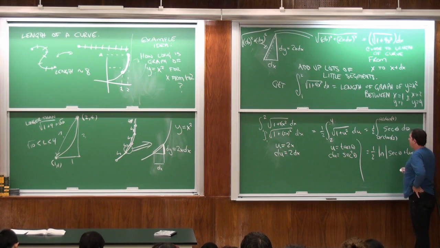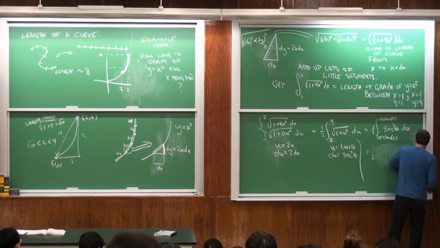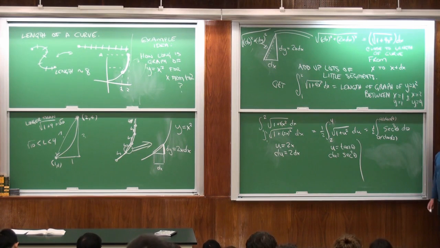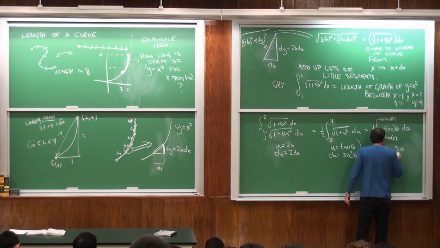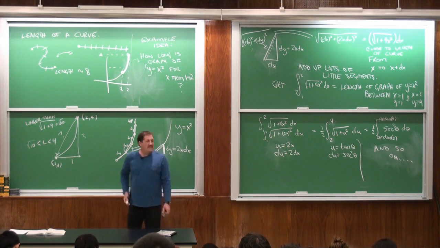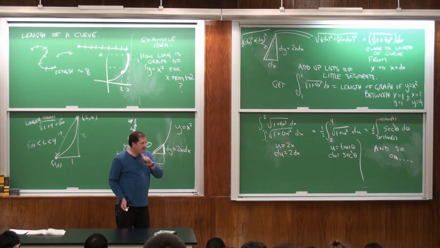What happened to the secant squared from du? It went away. Now it's a secant cubed because I just forgot it. So now this is a secant cubed. Now, I don't want to do this anymore. So there we go, I'll leave that to you.